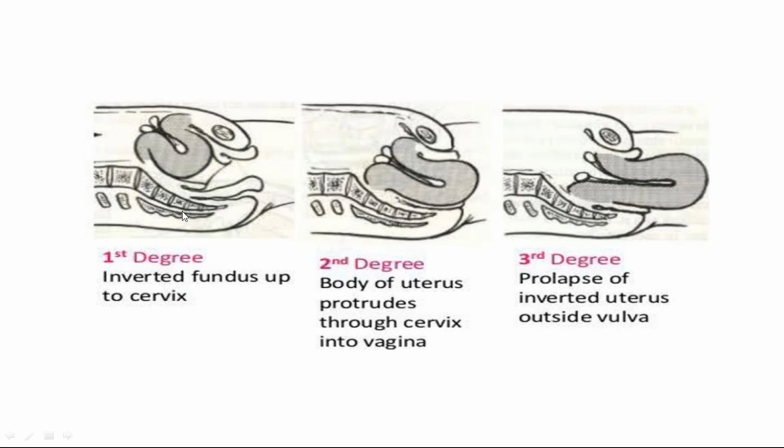See here, this is the first degree where just a little bit of dimpling of the fundus is there. Okay, here it has come out into the vagina. The body of the uterus protrudes through the cervix into the vagina. Here, the third degree, where it has come outside the vulva. Okay.